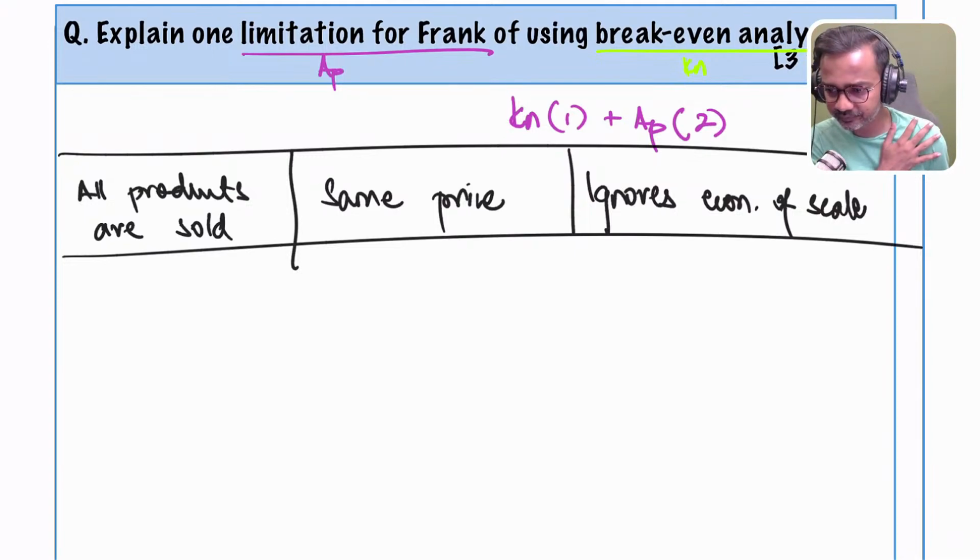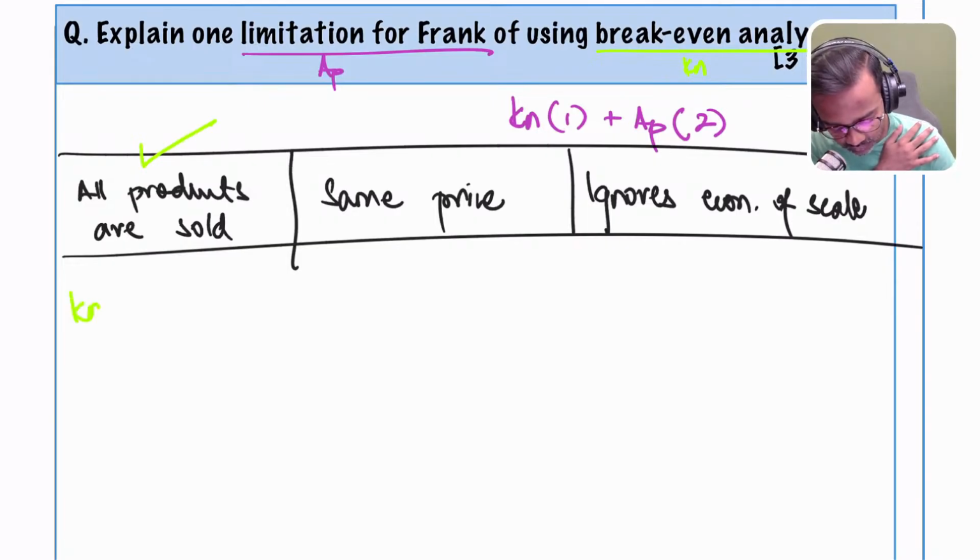So what you've got to do, this isn't the answer. I haven't written anything yet. I'm just highlighting what are the three limitations. You just got to pick any one of these. Okay. So let's say I pick this one. This is what I'm going to talk about.